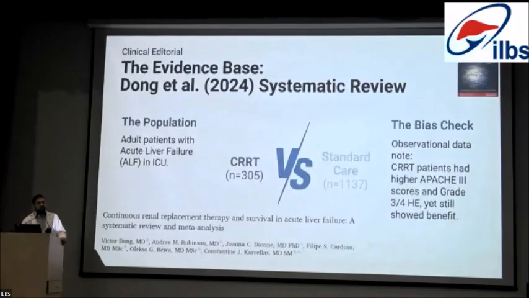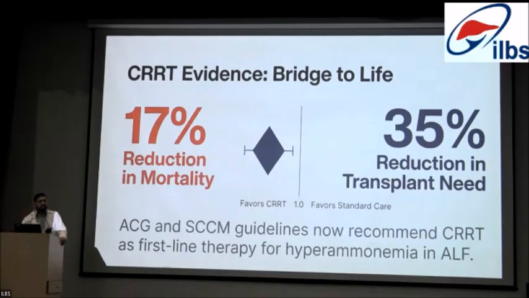This is a systematic review and meta-analysis published, which in the adult population compared 305 patients of CRRT and 1100 patients of standard care. And this is observational data. Although the patients in the CRRT group were sicker and had higher encephalopathy, they still showed benefit. They showed a 17% reduction in mortality and a 35% reduction in transplant.